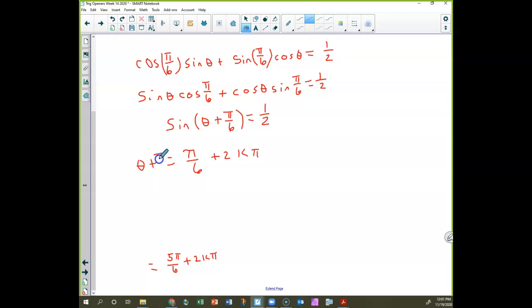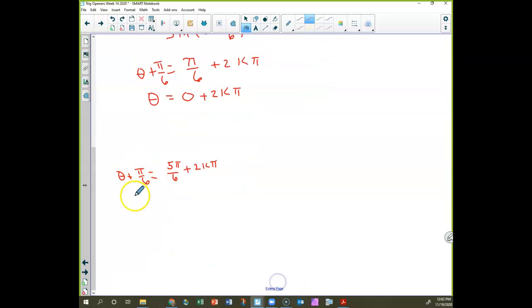My angle is theta plus pi over 6, and I'm just going to solve. If I subtract pi over 6 from both sides, I get 0 plus 2k pi, or 2k pi. If I subtract pi over 6 from both sides, I get 4 pi over 6, or 2 pi over 3.